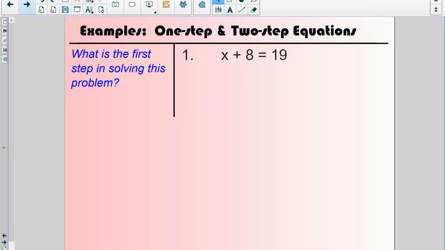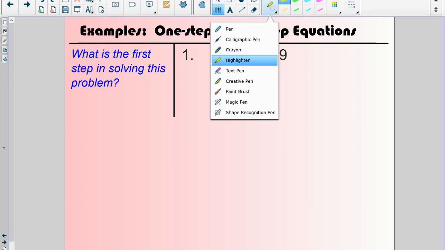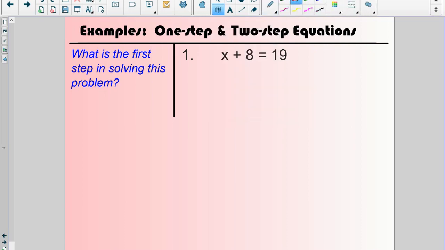So let's look at some examples. Here's an equation, x plus 8 equals 19. When you're solving an equation like this, it can be helpful to draw a line, or what I call train tracks, around the equal sign. This gives you a visual representation of the two sides of an equation, which represent a balance. Identify where the variable is in relationship to the train tracks. In this case, the variable is on the left-hand side, x plus 8.